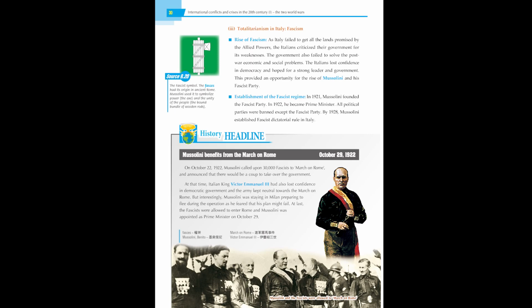Look at the source 9.20. The fascist symbol. The fasces had its origin in ancient Rome. Mussolini used it to symbolize power, the axe, and the unity of the people, the bound bundle of wooden rods. History headline. Mussolini benefits from the March on Rome. October 28, 1922.